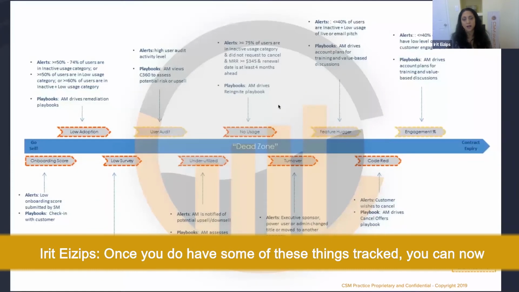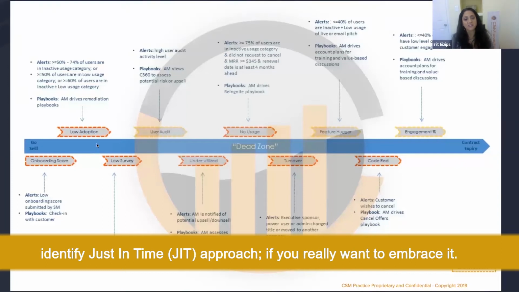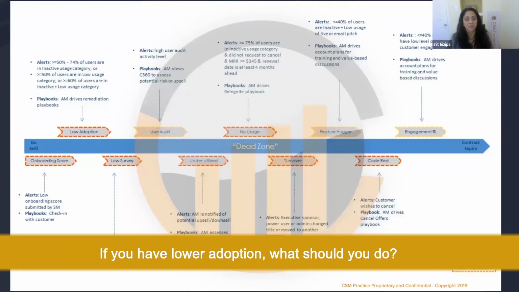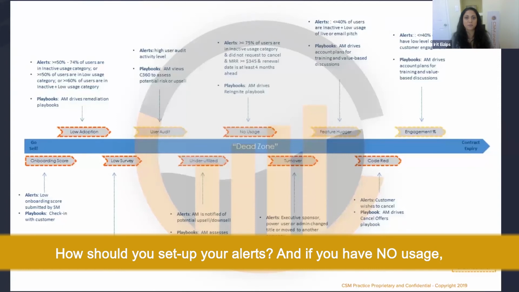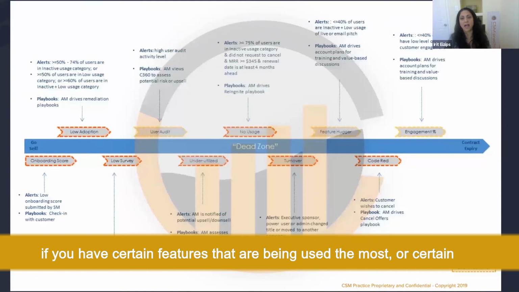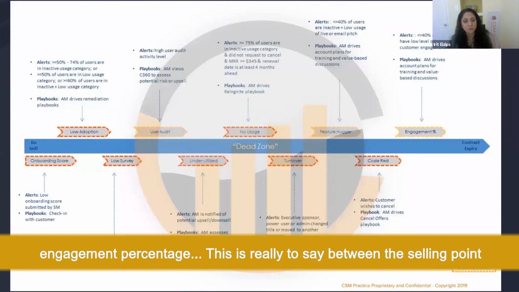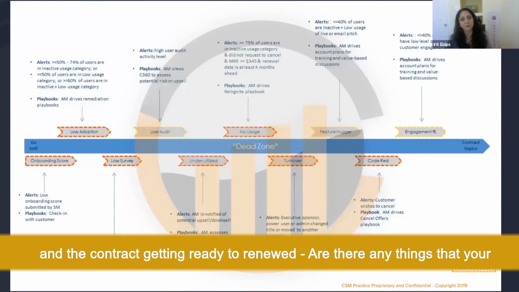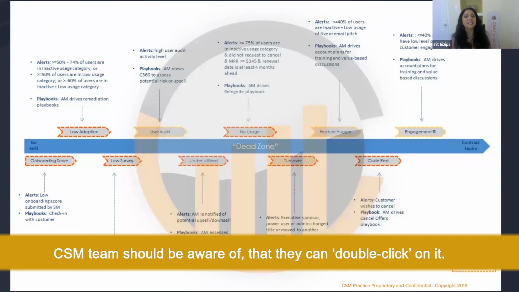Sure. And then once you do have some of these things tracked, you can now identify a just-in-time approach if you really wanted to embrace it. If you have a lower adoption, what should you do? How should you set up your alerts? And again, if you have no usage, if you have certain features that are being used the most, or a certain engagement percentage. This is really to say, between the selling point and the contract being ready to renew, are there any things that your team should be aware of so that they can double click on it?